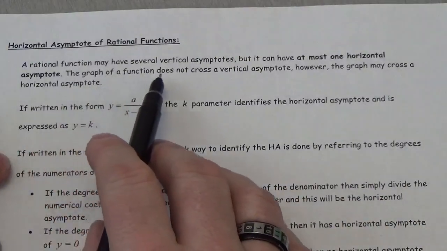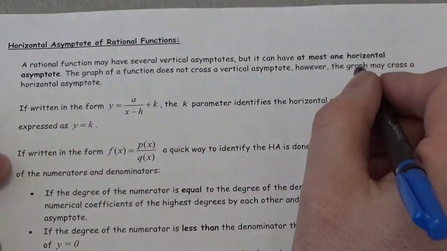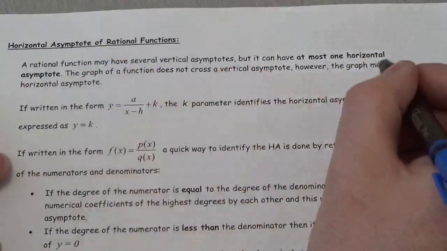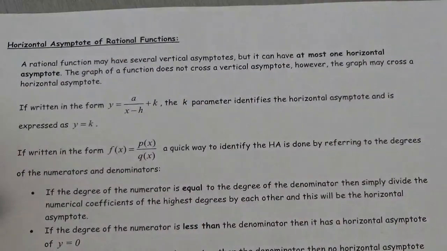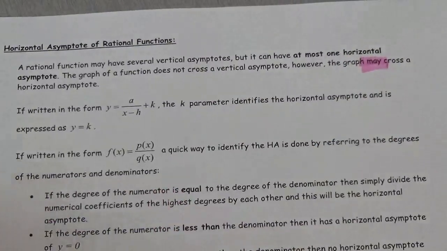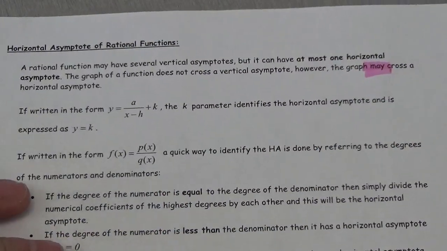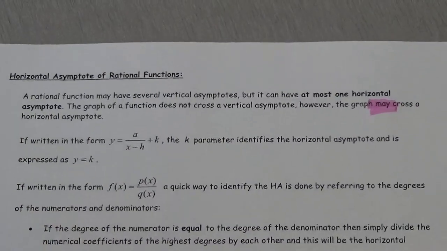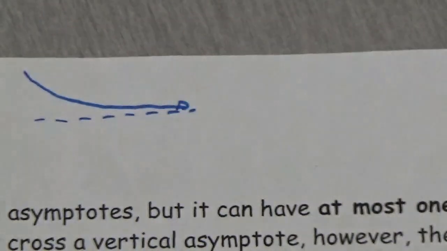So the graph of the function does not cross a vertical asymptote. However, it is possible for the graph to cross a horizontal asymptote. Now let's just take a quick look at what that might look like. You might have a horizontal asymptote that does this, and you might have a function that drops down and just gets closer and closer and closer to it.